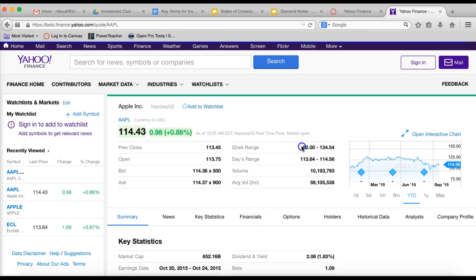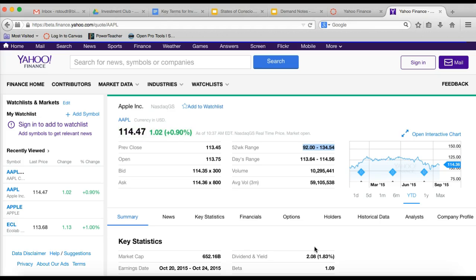The other thing that I would suggest you look at is this range. This is the 52-week range. This is telling you the lowest price that Apple has been at in the last year and the highest price that Apple's been at in the last year. So as you can tell, the lowest price has been $92, the highest price $134.54.